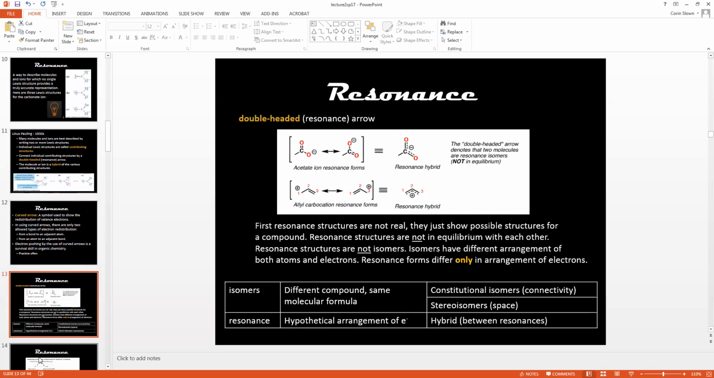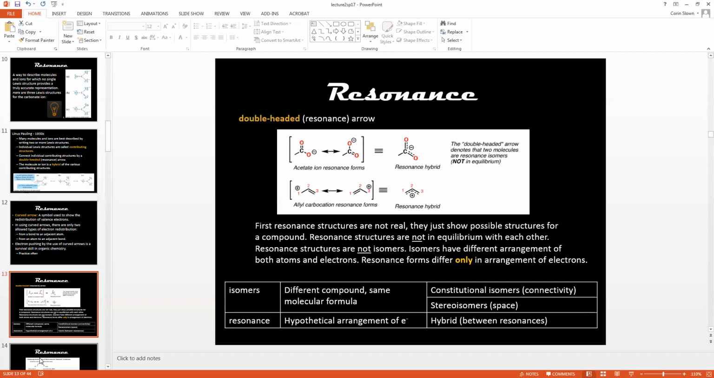So here's a double-headed resonance arrow example. I've shown the hybrid of the 2 structures on the right, and I've also shown an example of a carbocation and the resonance that it can form. So notice you can form resonance for negative charges or for positive charges. We're moving electrons, and as long as I have a place to move the electron, I can use a resonance arrow. It's really important here to state that resonance structures are not in equilibrium with each other.